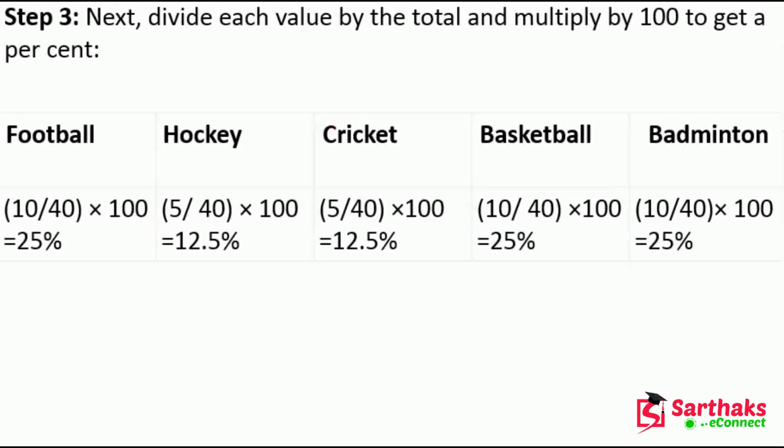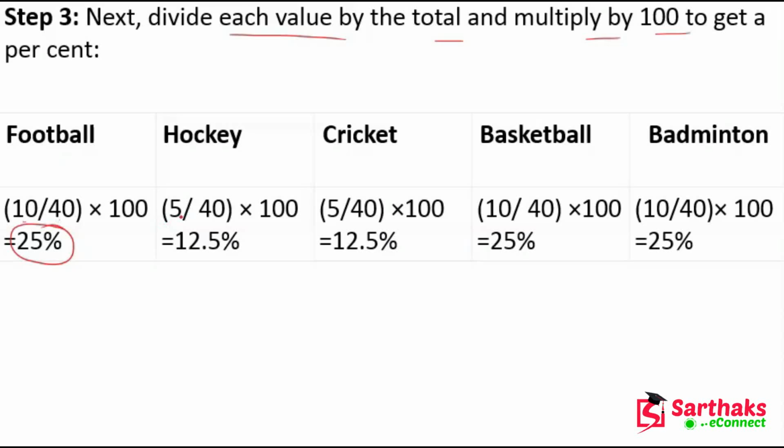Now we have to find the percentage out of the total. Next, divide each value by the total and multiply by 100 to get a percent. Here you can see that 10 students like football, so the percent is 10 upon 40 into 100. We get 25%. It means we can say that 25% of students like football.